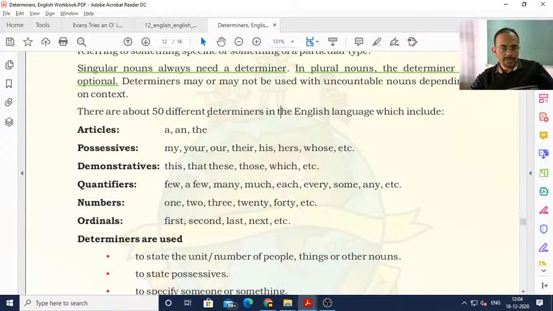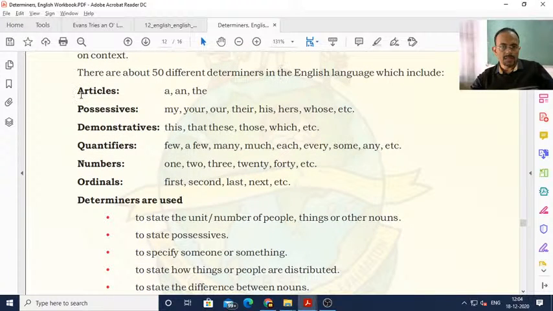Now, there are about 50 different determiners. For example, articles, you can see a and the, these articles belong to determiners. Possessives belong to determiners like my, your, our, their, his, hers, whose. Then demonstratives belong to determiners. Demonstratives means this, that, these, those, which, etc. Quantifiers means few, a few, many, much, each, every, some, any, etc. They are called quantifiers because they show quantity.